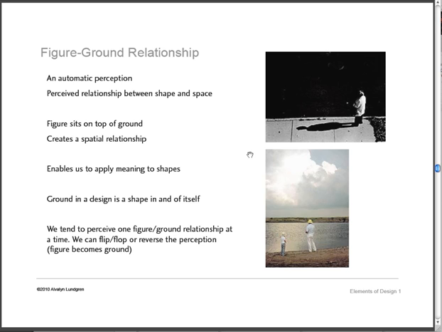Ground in any design is going to have its own shape, because the design structure, the frame of reference, is going to have a shape. So if we just take the black ground here, it has a shape that we can pretty much define. And obviously the figure here has a shape, and the sidewalk has a shape, and even the ivy has its own shape.